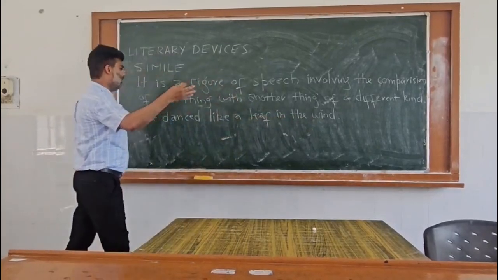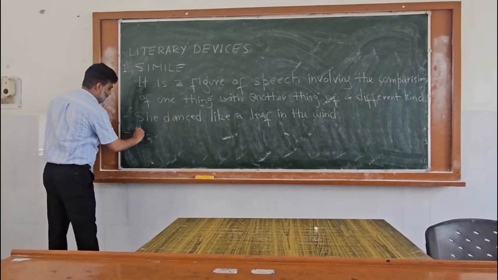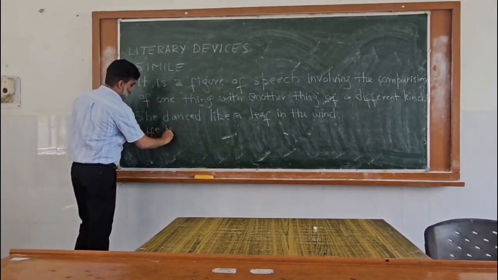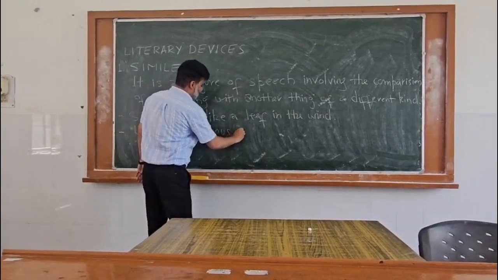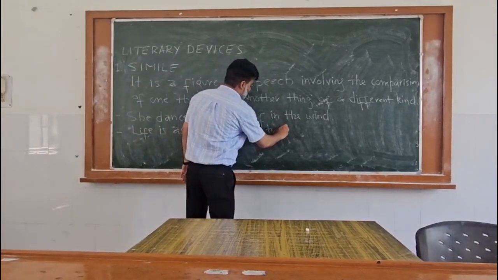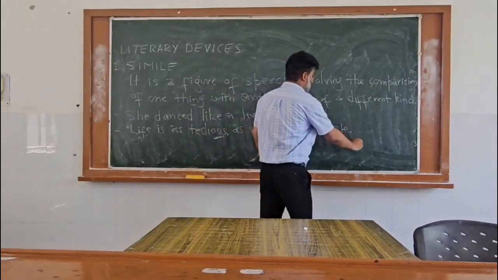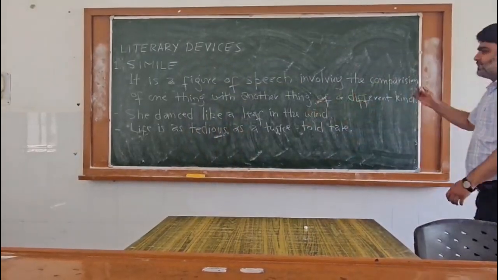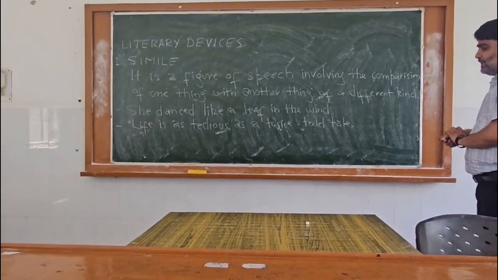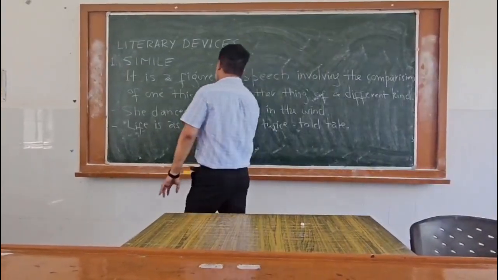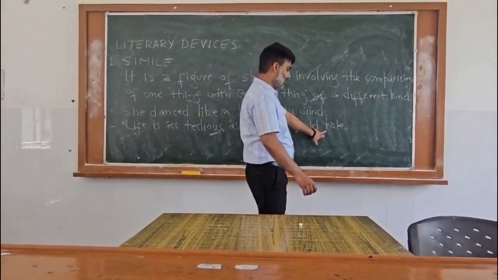Let's try to understand it with the help of one more example. So, for example, we say life is as tedious as a twice told tale. Life is as tedious as a twice told tale, where life has been compared, saying that it is as tedious, as monotonous as a twice told tale is.